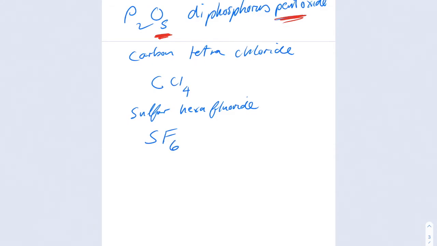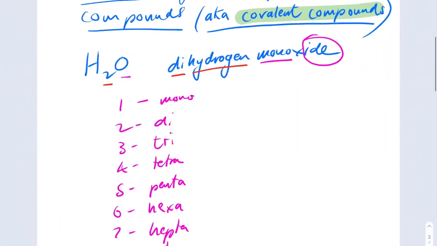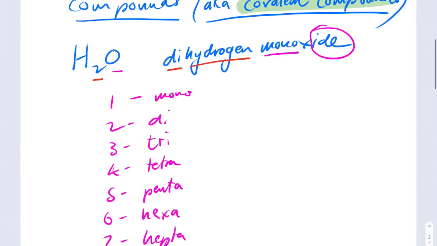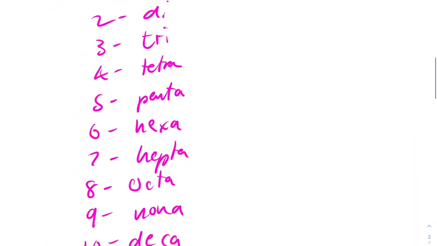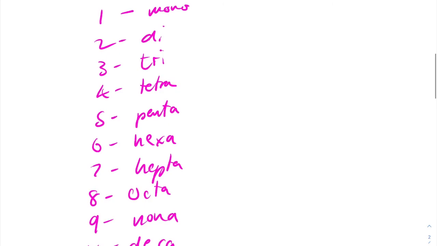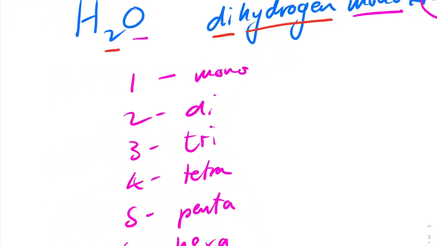So just to summarize, when you write the formula of a covalent compound or molecular compound, you write the first element down first that appears in the formula. The second one changes to IDE, and you use these prefixes to tell you how many atoms are in that molecule. You never use mono on the first element.